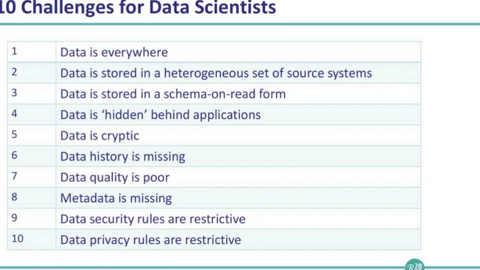Challenge number six, data history is missing. In case a source system does not keep track of history, the data scientist can transform a view into a replicated table. In the case of the Data Virtuality Logical Data Warehouse, that product can collect the history of data, which makes it an easy mechanism for data scientists to keep track of the history of data when they need it. If you want to know more about that feature, you should just ask Nick.